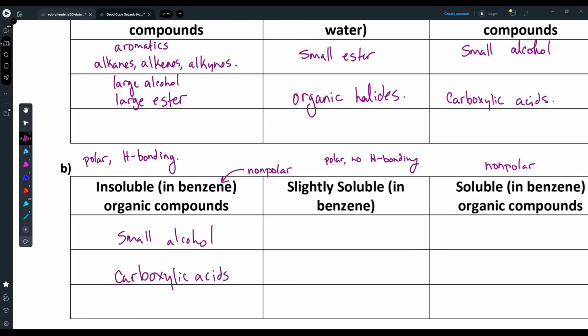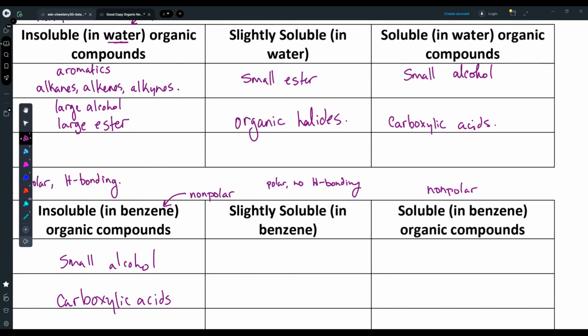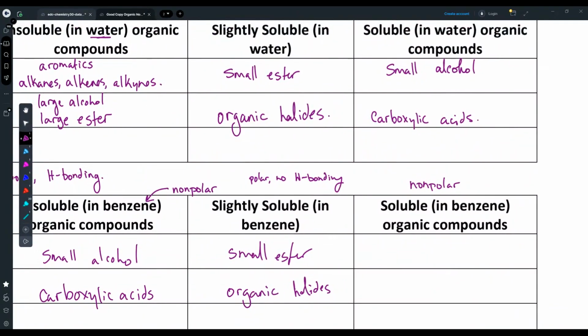Okay, so small alcohols and carboxylic acids, both of them are going to be polar, and both are able to do hydrogen bonding. With slightly soluble in benzene, those are going to be your small esters and your organic halides. And our nonpolar substances, those are our aromatics, alkanes, alkenes, alkynes, large alcohols, and large esters.